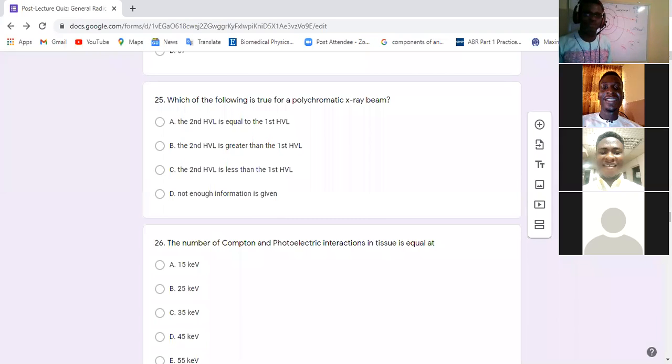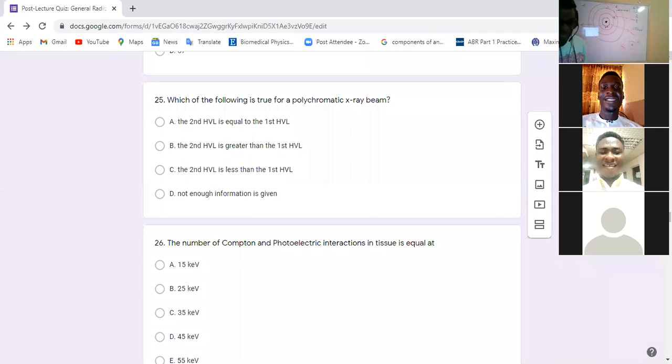Let's say you have 1,000 photons passing through an attenuator. It will be reduced at the other end. So that is why we have, of course, the half value layer. The half value layer is the thickness of the material that will reduce the number of photons, the intensity, by half. But the energy of the photons is measured by the HVL value. I hope I'm making sense.